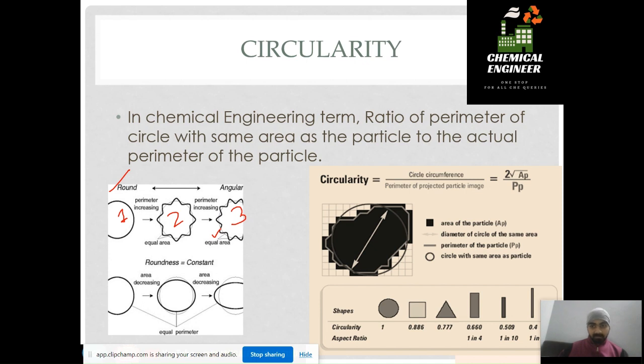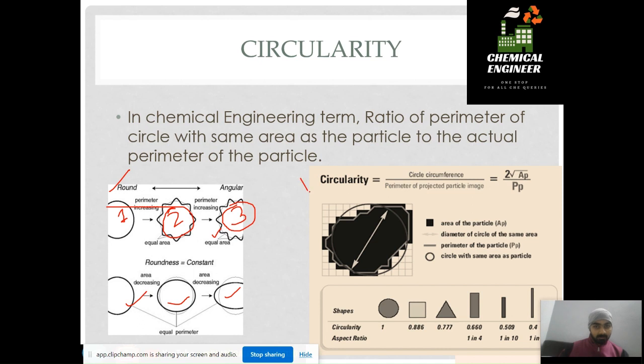What we can say from all those three things is that the circularity remains constant in all of them, because if you believe that this is a circle, then this is also a circular particle, and if you believe that this is also a circle, then this is also a circular particle. If the area is the same, then you will see that the circularity or roundness is constant.